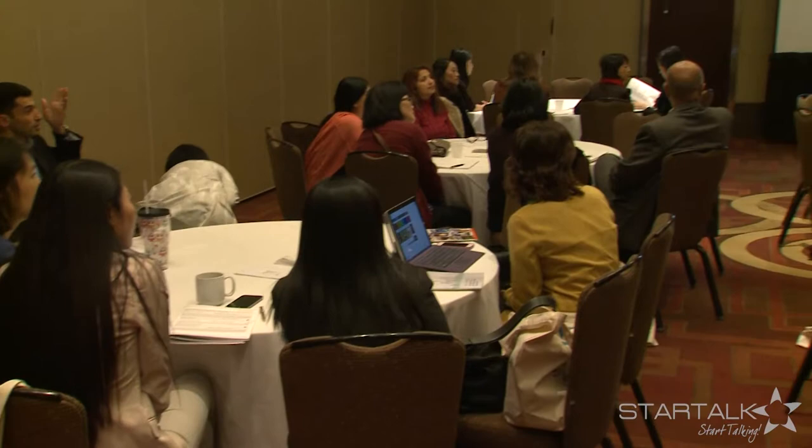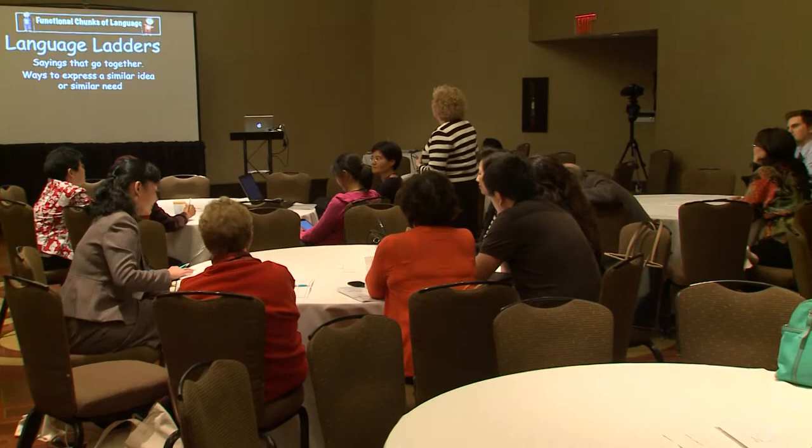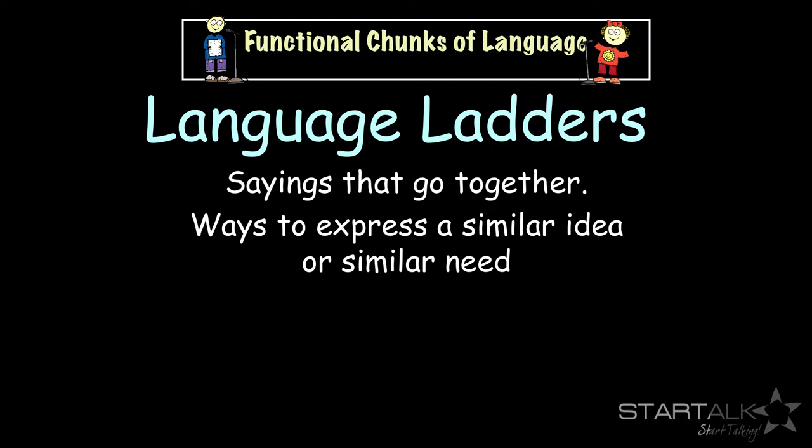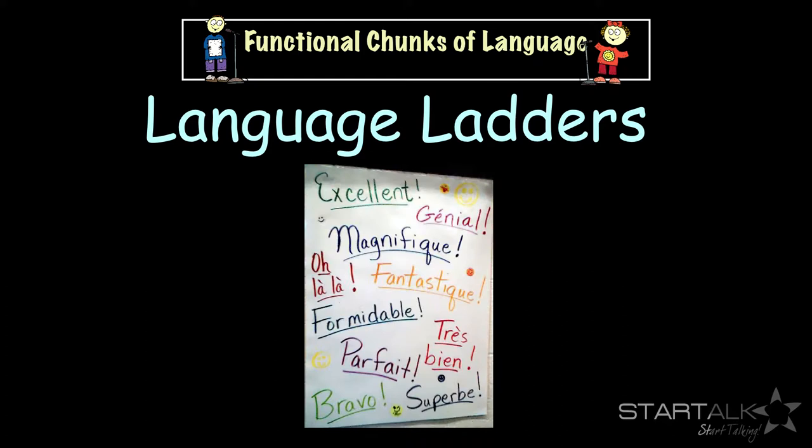Okay, let's go on to language ladders, which I also learned from Professor Knope. The language ladder is the same idea, but instead it's a collection all around the same topic. What's this one about? It's French, but I bet you can figure it out. It's praise. I don't know French, but I can do it. Excellent, génial, magnifique, and ooh la la, and so on.